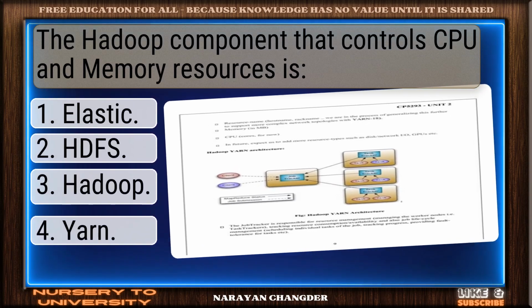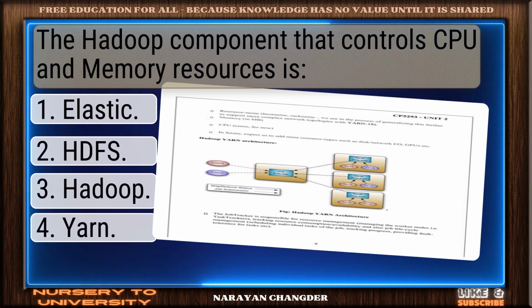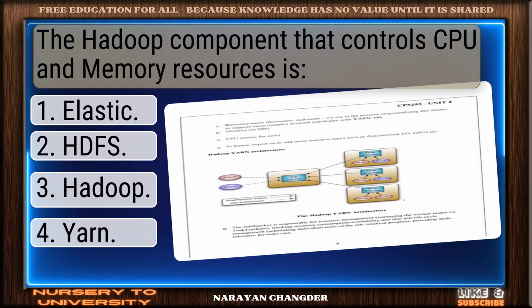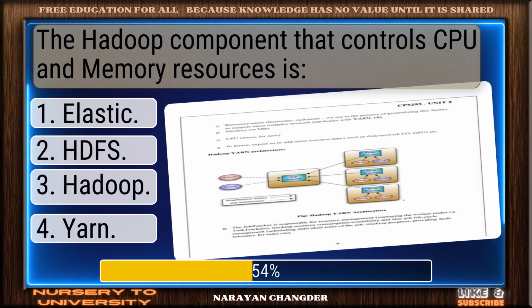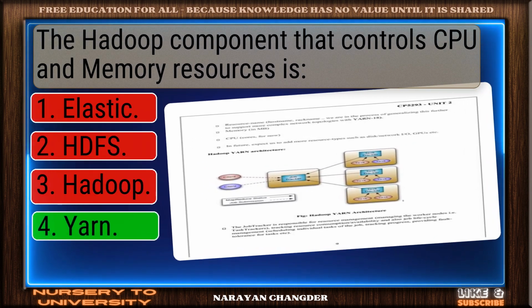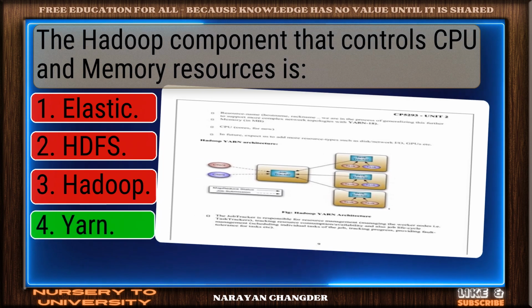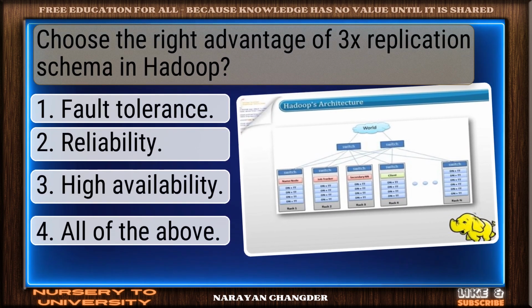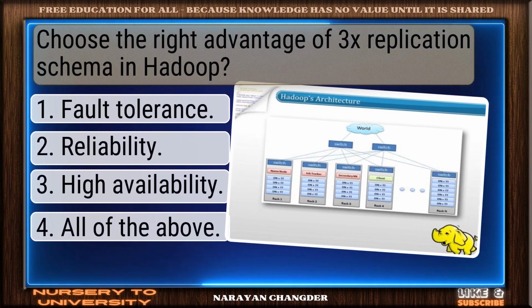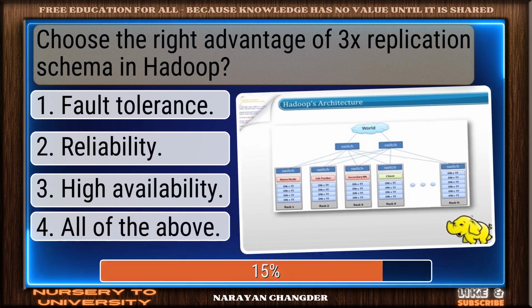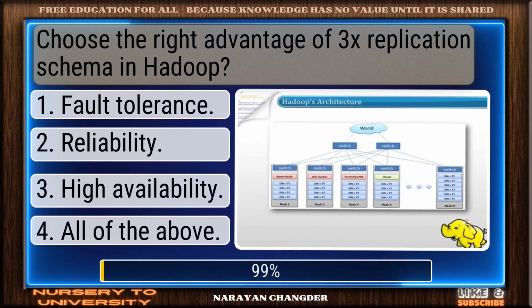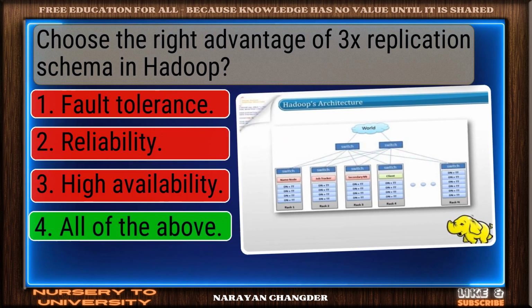Question number 1. The Hadoop component that controls CPU and memory resources is. Good job. Your answer YARN works well here. Question number 2. Choose the right advantage of 3x replication schema in Hadoop. Good thinking. All of the above is the right answer.